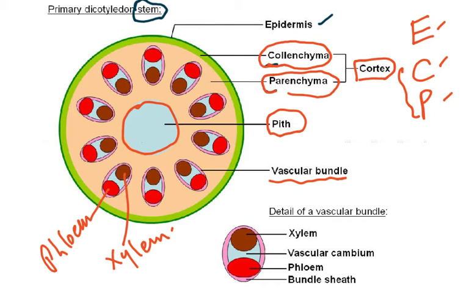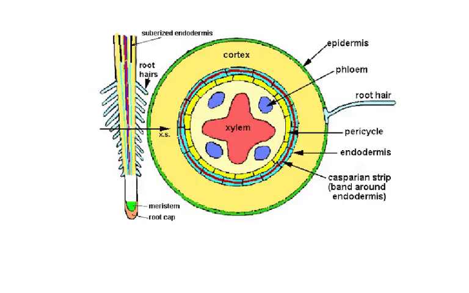So the xylem and the phloem, epidermis, collenchyma, parenchyma, cortex, that's something new, and the pith, which is the central region, and the vascular bundle. So please pause here, do a diagram, and remember it. Epidermis, collenchyma, parenchyma. Then we come to the transverse section of a root.